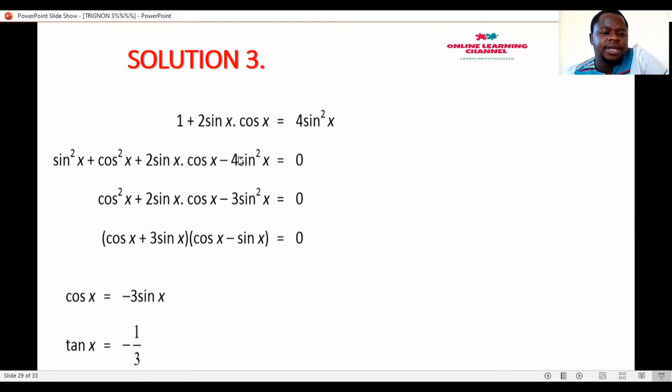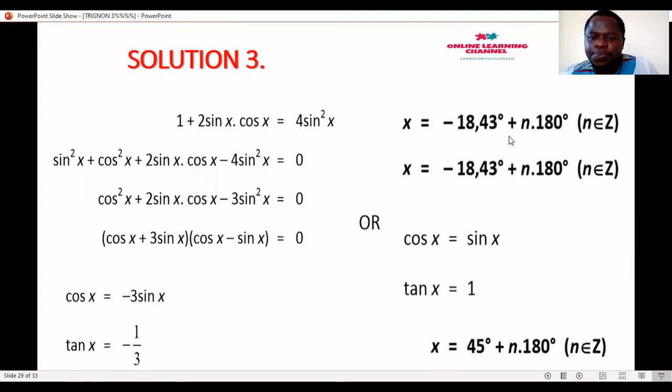Here you've got sine, and then here you've got sine, which will give you negative 3 sine squared x, and then cos squared x, and then 2 sine x cos x. So here you factorize, and here there's 3. So you will have cos x plus 3 sin x, which is equal to 0. So you transfer the cos to the other side, or the sine, it's up to you. Then you end up having cos x is equal to negative 3 sin x. And then when you divide both sides by cos, you'll have 1 this side, and then negative 1 over 3, and then tan x.